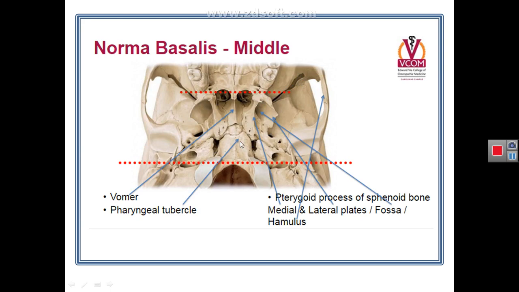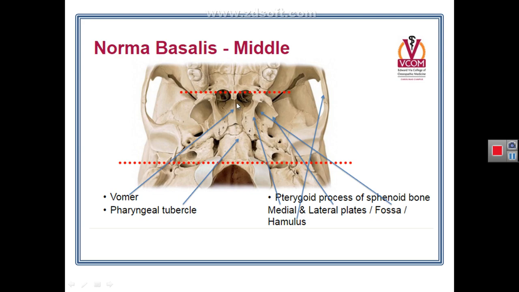In order to describe the middle region, we will divide it into two fields: the median field, which is this quadrilateral field, and two lateral fields. Starting with the description of the median field. The median field shows anteriorly the posterior nasal aperture that is divided by the vomer bone, which is the bone of the nasal septum, into right and left posterior nasal apertures.